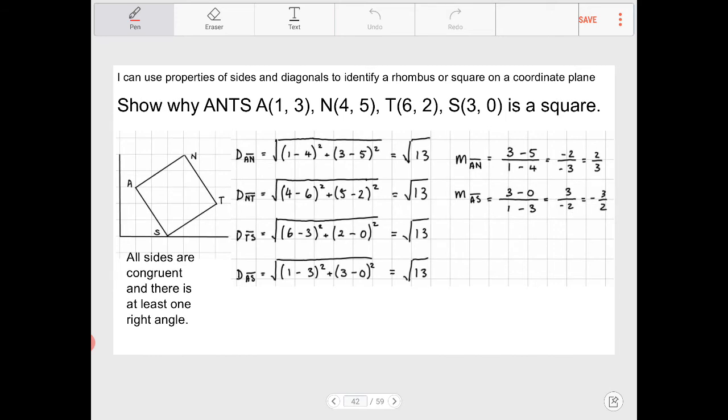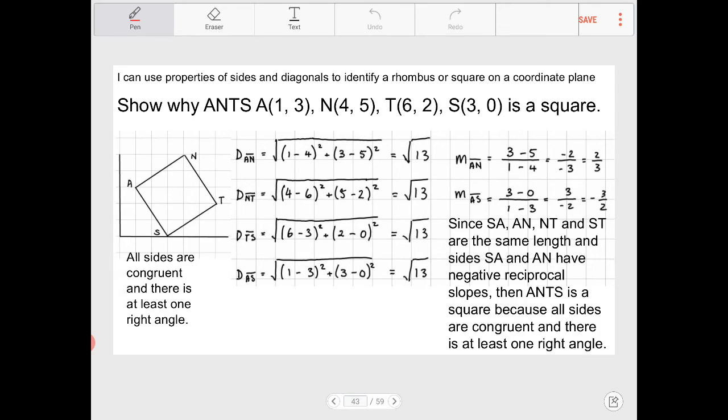This is enough information for us to demonstrate that ANTS is in fact a square, because since SA, AN, NT, and ST are the same length, and sides SA and AN have negative reciprocal slopes, then ANTS is a square, because all sides are congruent and there is at least one right angle.